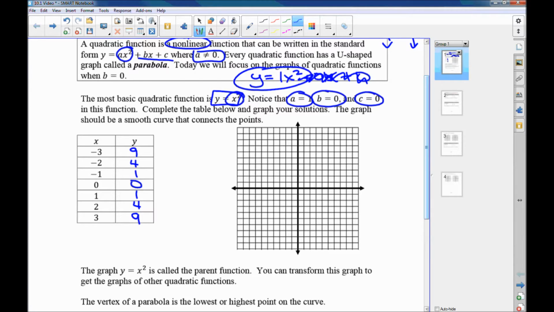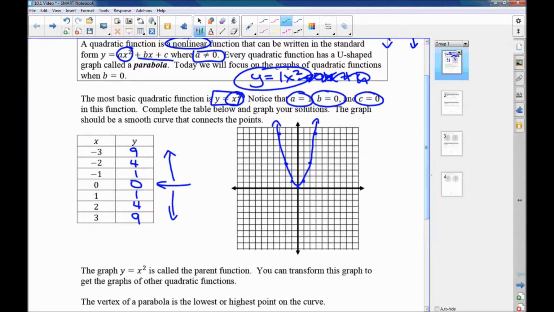And you can notice some symmetry in our table. 0 is our center, and then this way and this way match. Okay, so we'll go ahead and plot all these points. So 0, 0, and then 1, 1, 2, 4, 3, 9, negative 1, 1, negative 2, 4, and negative 3, 9. And we're going to draw a nice curve here. Okay. All right, so this one's called the parent graph.